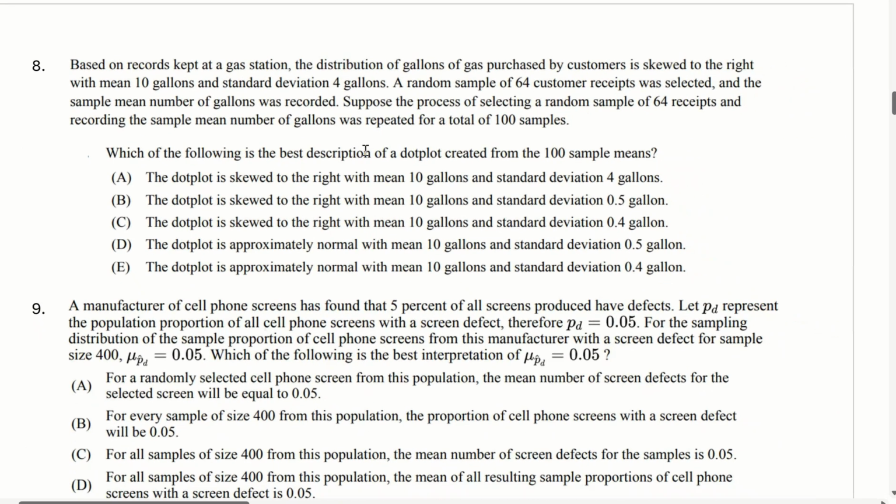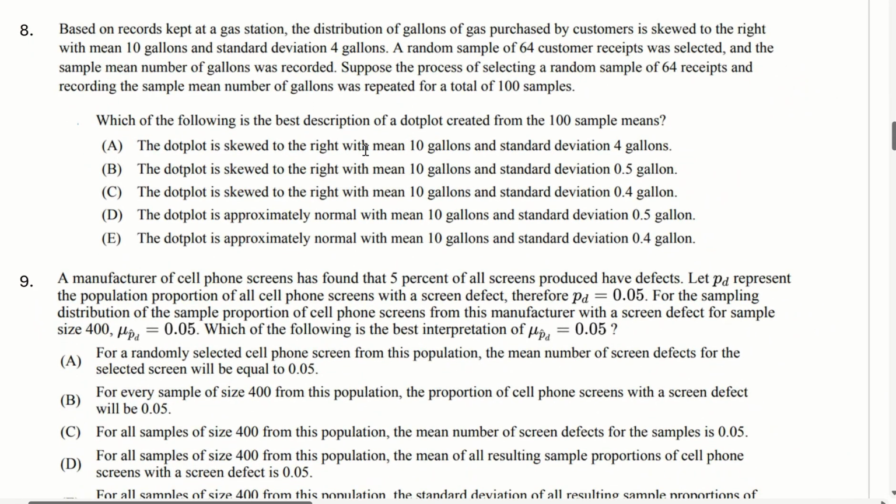All right, so next question. Based on records kept at a gas station, the distribution of gallons of gas purchased by customers is skewed to the right. All right, so it says skewed to the right with a mean of 10 gallons. So that's your mean, and then standard deviation of 4 gallons. Okay, a random sample, so that's N is 64 customers are selected, and the sample mean was recorded. Suppose the process of repeating a random sample of 64 receipts and recording a sample mean was repeated for a total of 100 samples.